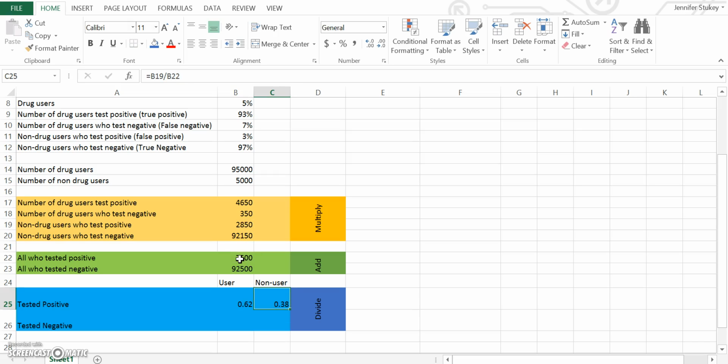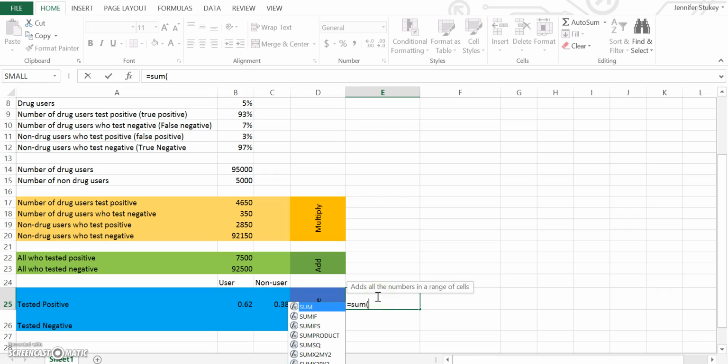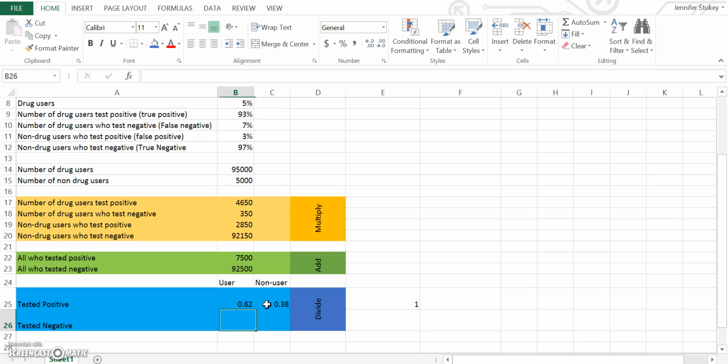Now, I'm not going to do it because I have this over here, but these should sum to 1. In fact, actually, I will do it. We will just check our math here. Okay, if these don't sum to 1, you did something wrong.